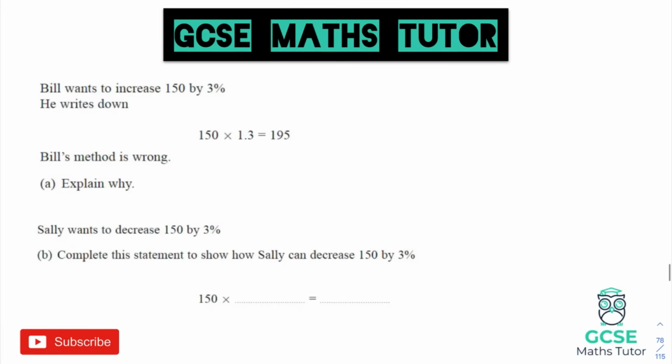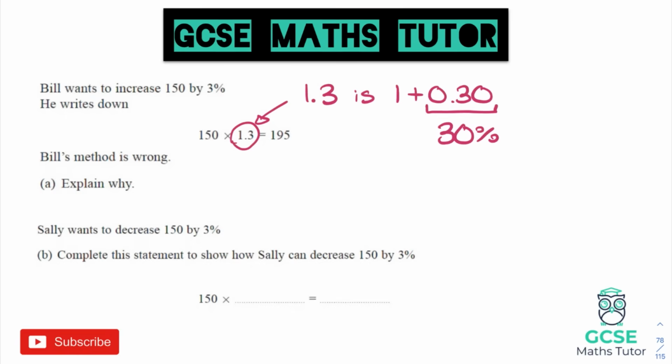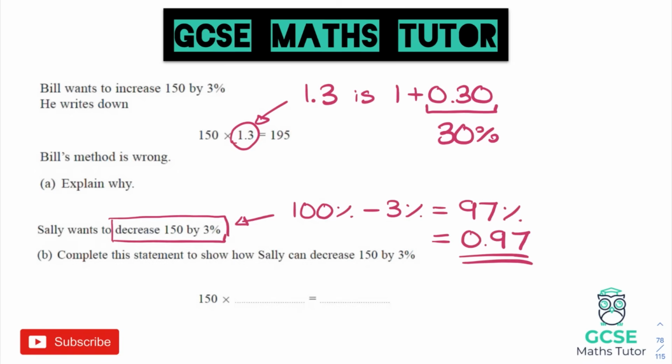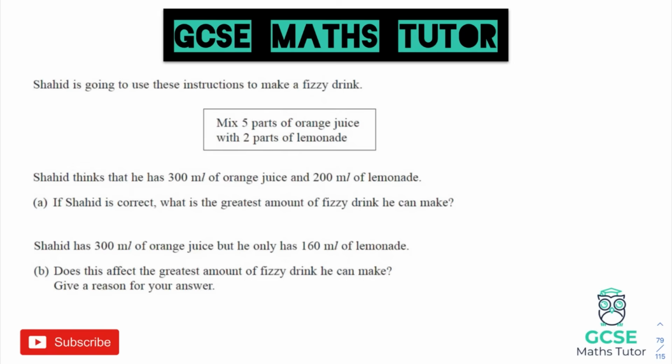If you are looking at a method, looking at increasing and decreasing, remember the most obvious error there is that people will put 1.3 for 3%, but that's 30%. It should have been 1.03. With a decrease, you take that percentage away from 100, so that should be 0.97 for a decrease of 3%.